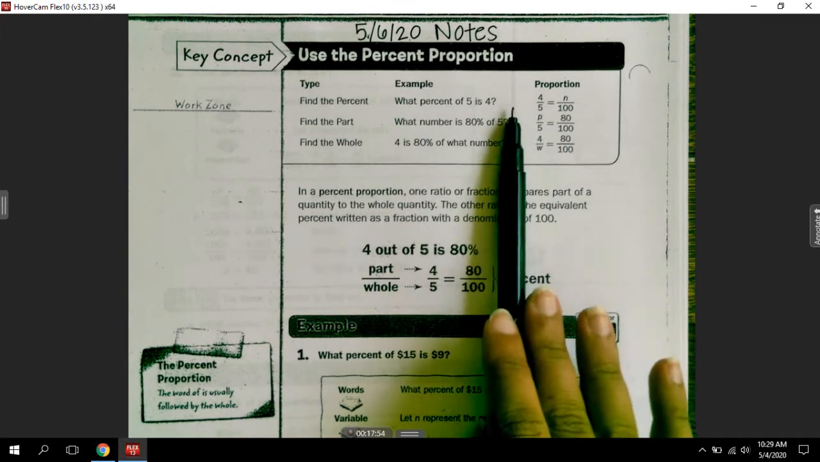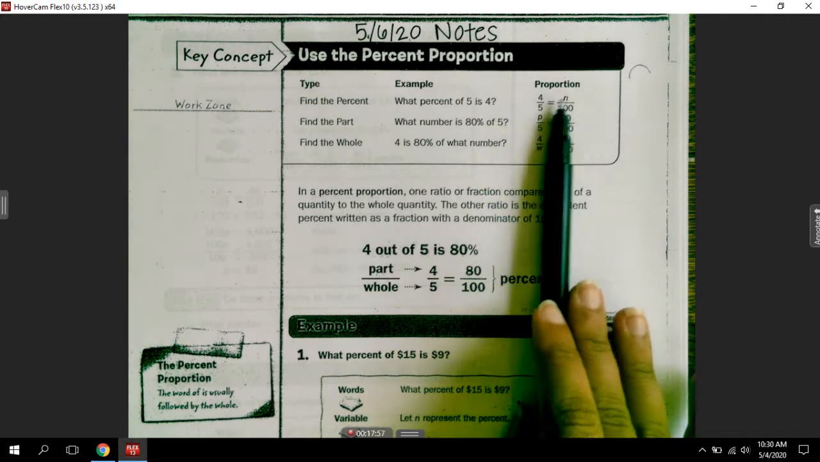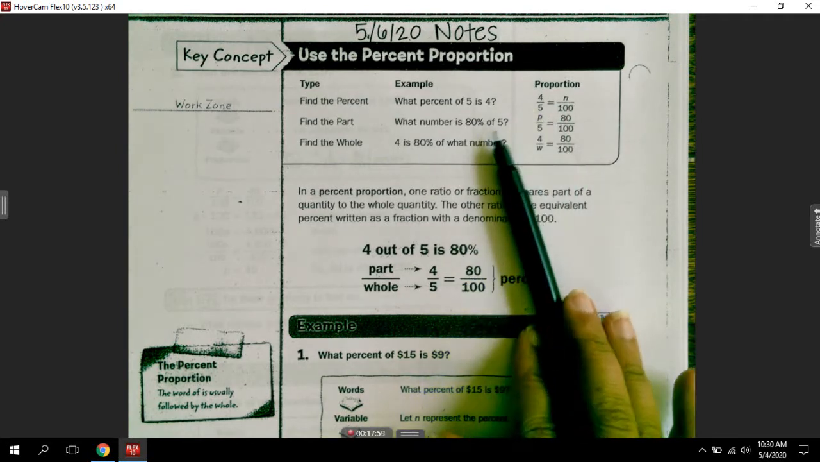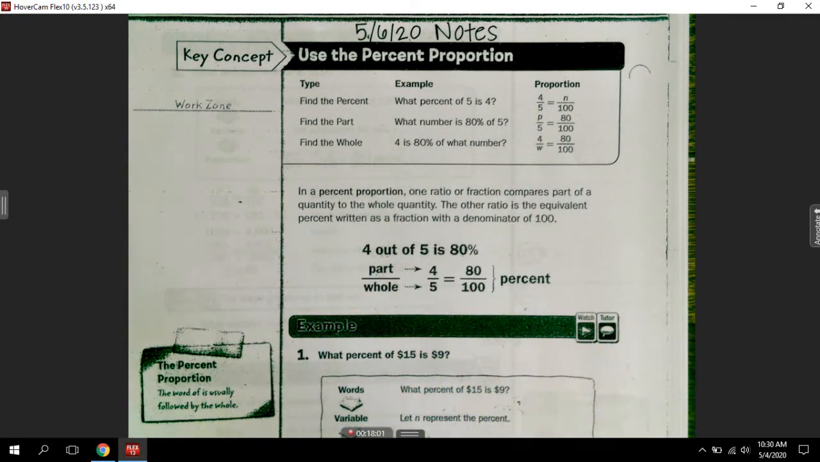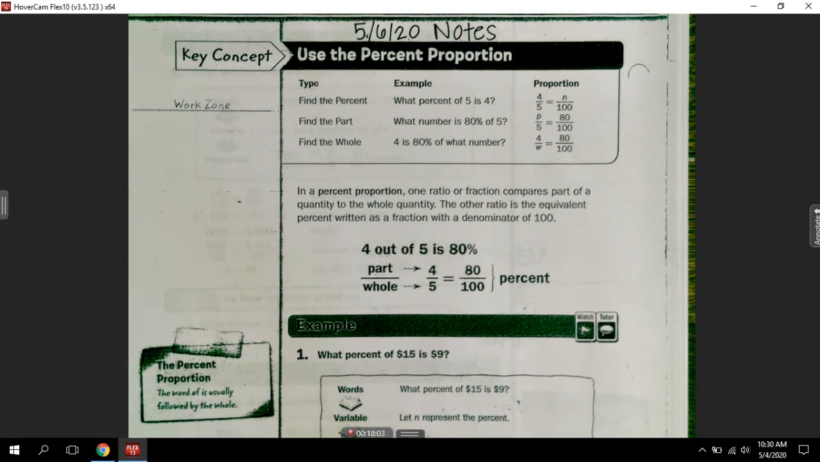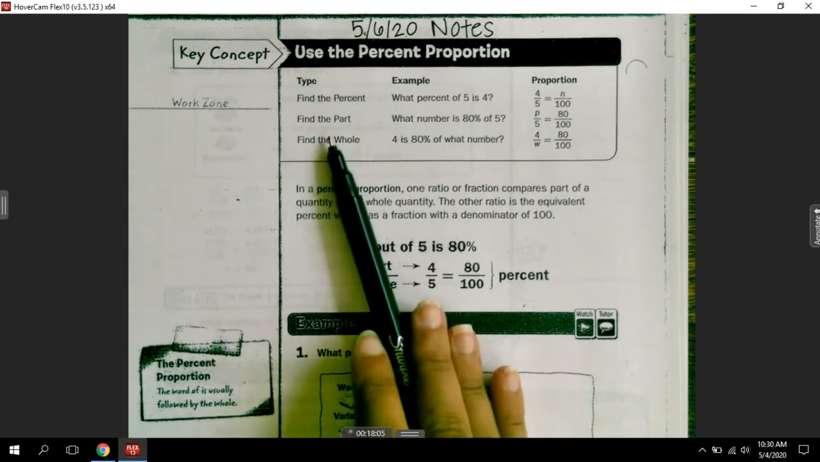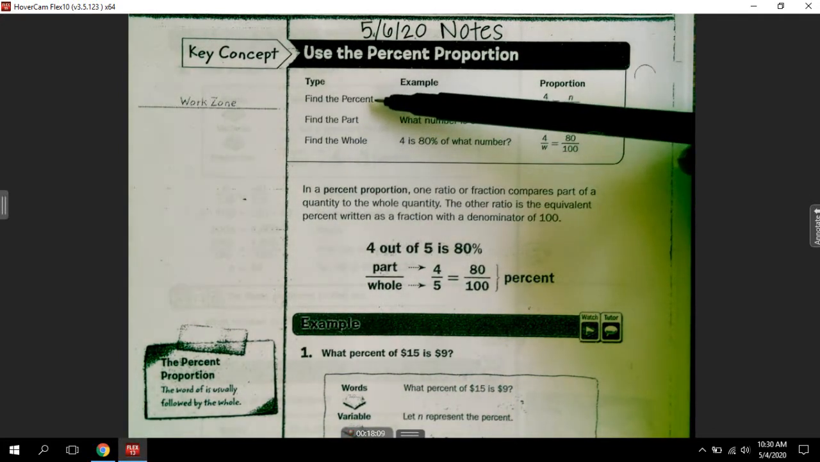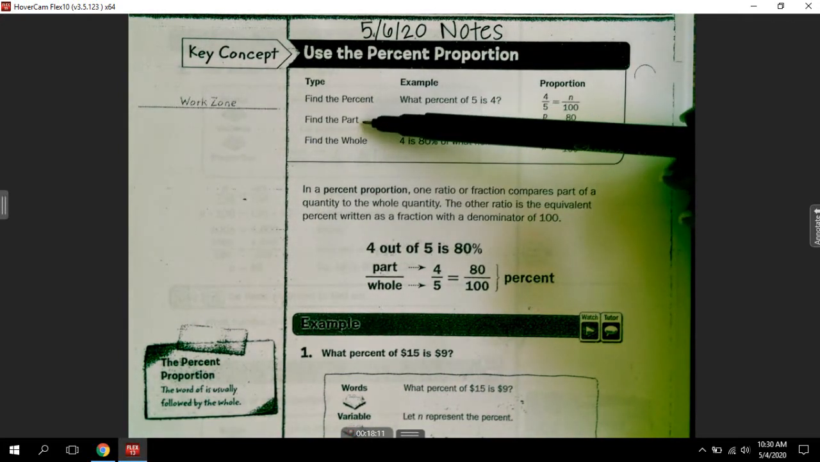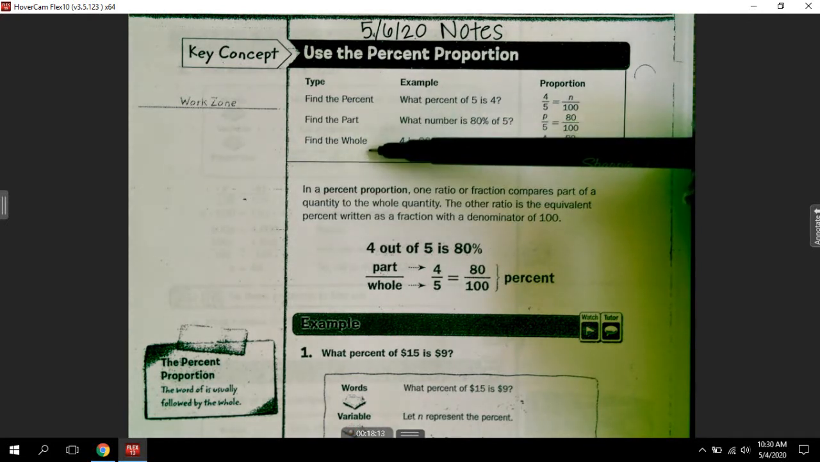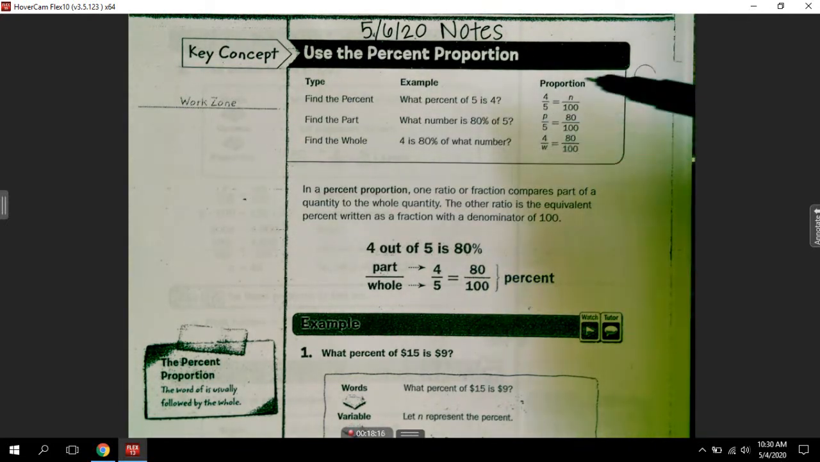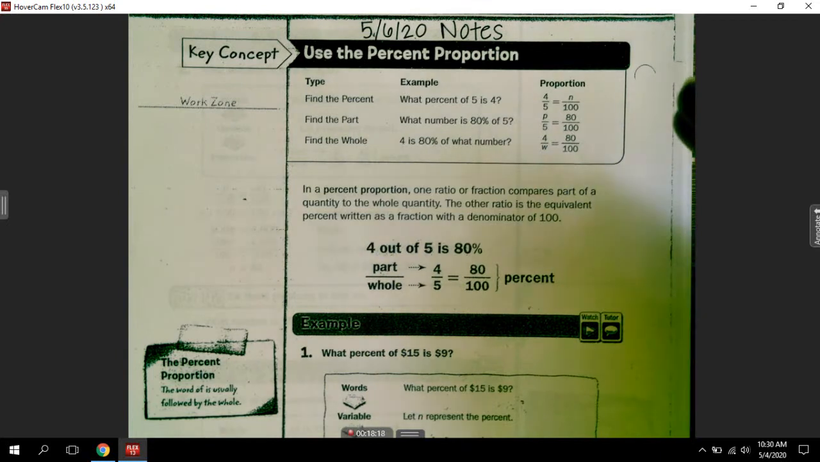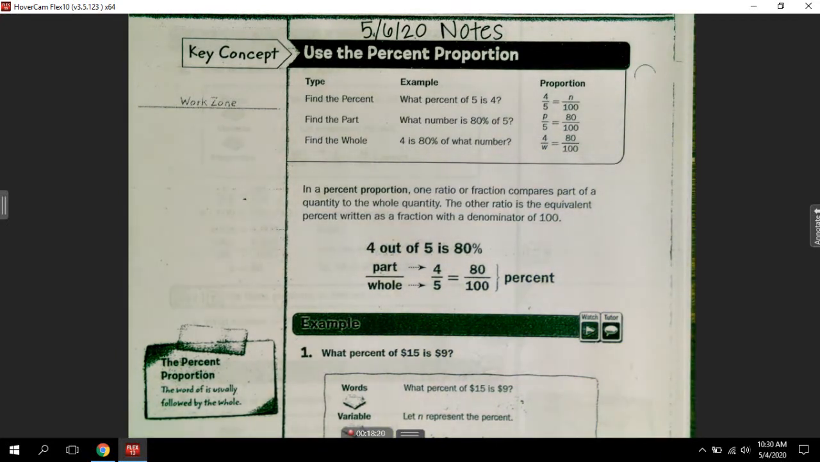But in order to solve a proportion, remember you cross multiply. This is just a little bit different because you're having to set up the proportion first and then cross multiply, okay? So there are 3 different types that you might be faced with. You might be finding the percent, the part, or the whole. Either way, you still have the same proportion. You're just going to have different pieces of information to fill in.